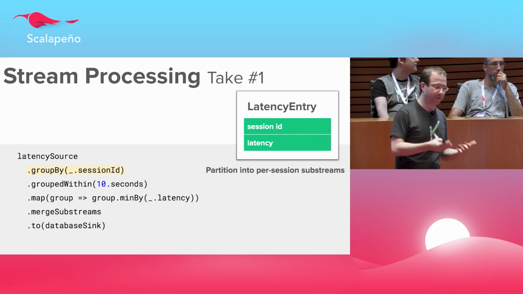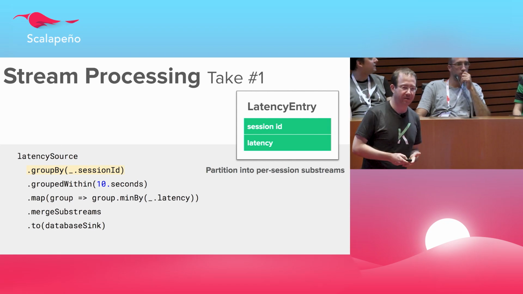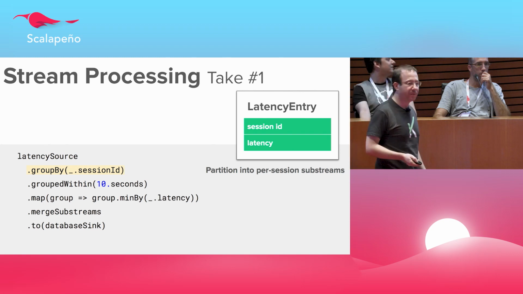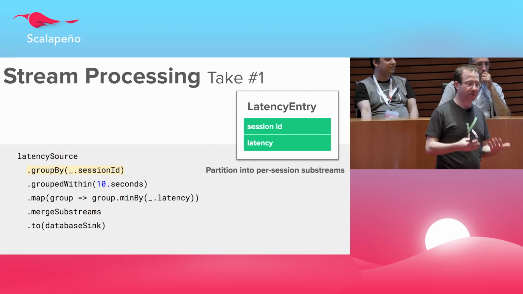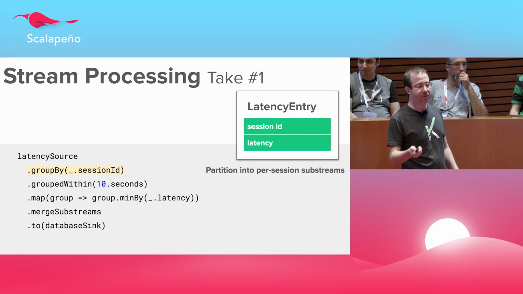Now I'm not going to go through Akka Streams syntax in detail, but I see many of you are familiar with it. Those that aren't, it's fairly easy to follow. So we have our latency source from which those latency measurements are emitted. We partition them according to session ID.